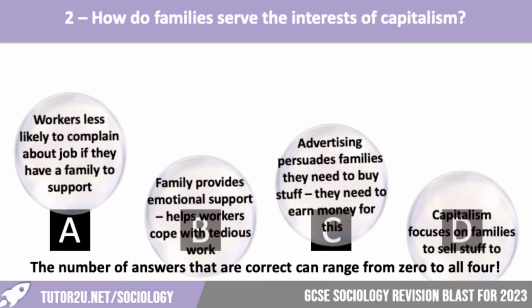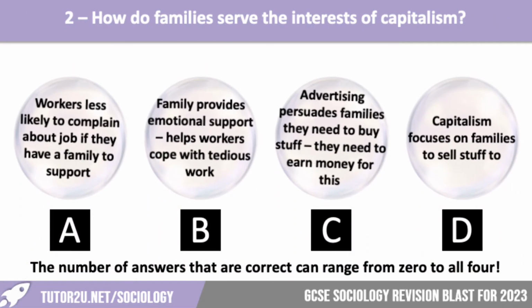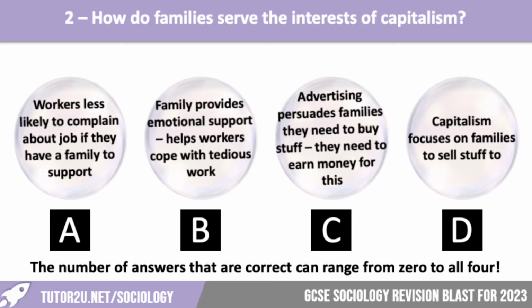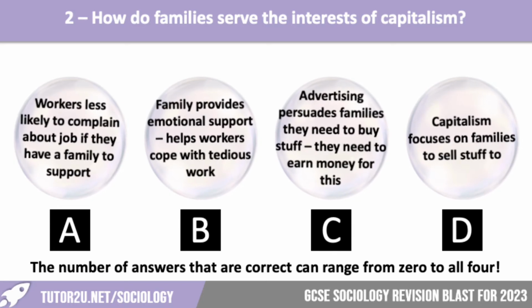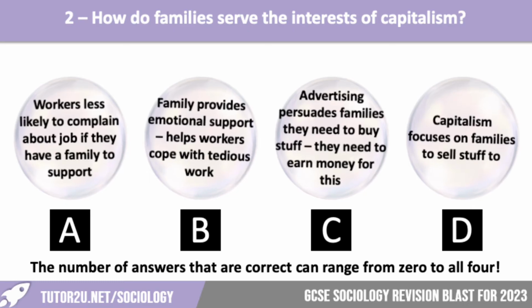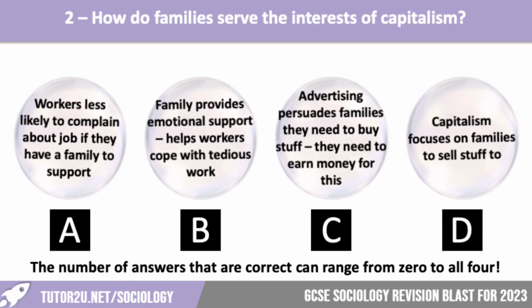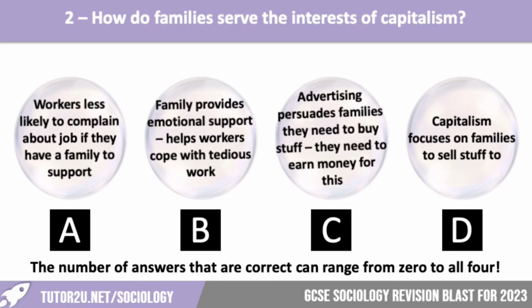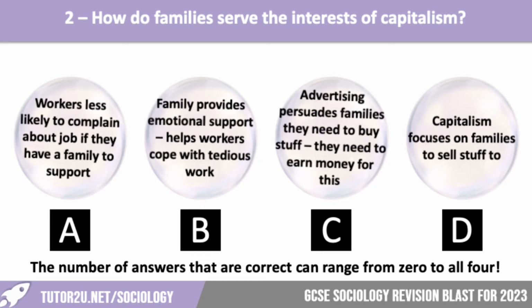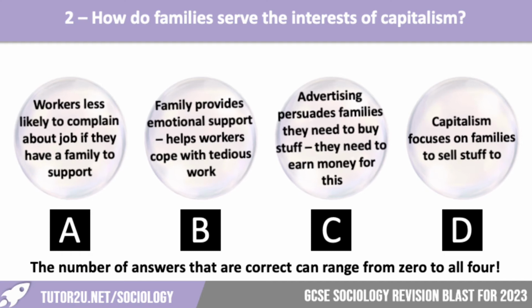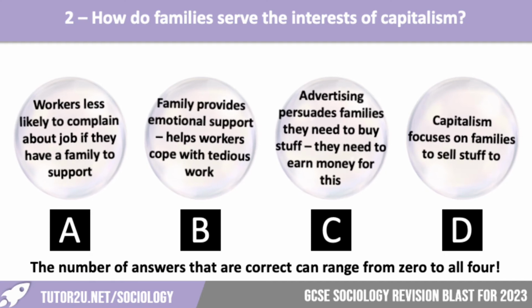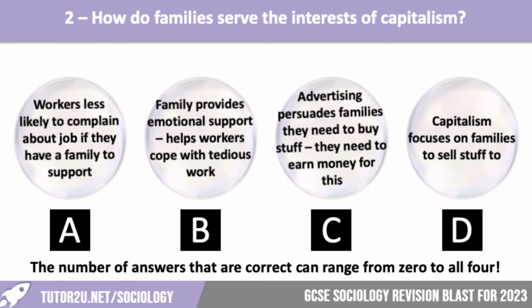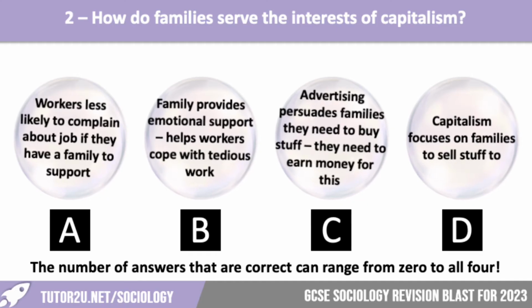Question 2. How do families serve the interests of capitalism? Workers are less likely to complain about a job if they have a family to support. Family provides emotional support, so it helps workers cope with tedious work. Advertising persuades families that they need to buy stuff, they need to earn money for this. And capitalism focuses on families to sell stuff to. So which ones of those are relevant to that question? How do families serve the interests of capitalism?